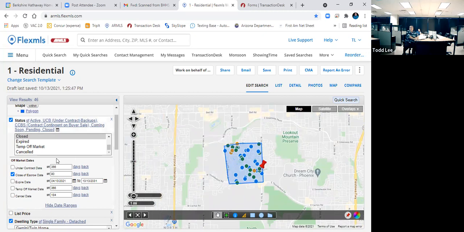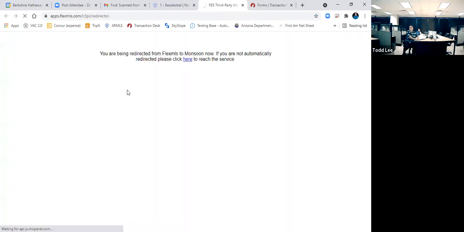So now I'm going to drill it down even more. I need to figure out a little bit more about the property. So what I'm going to do here is click on Monsoon, and it's going to open up a new window.